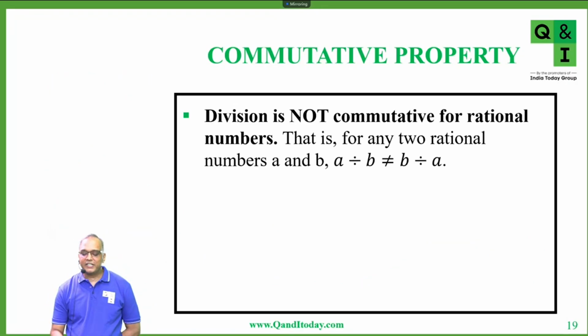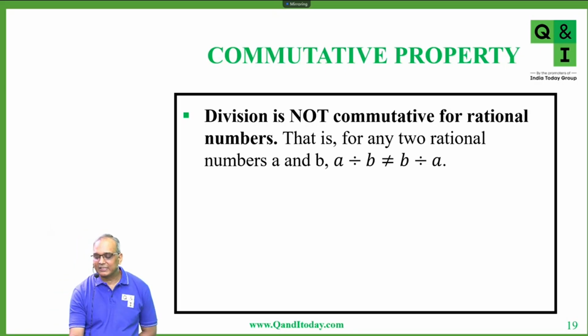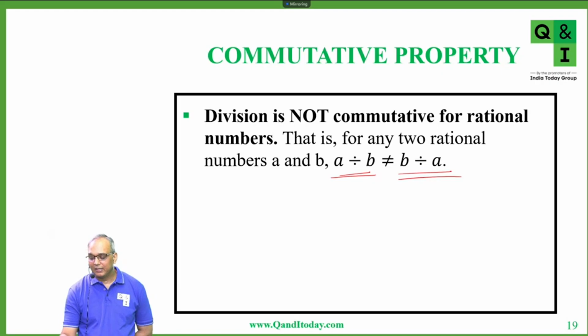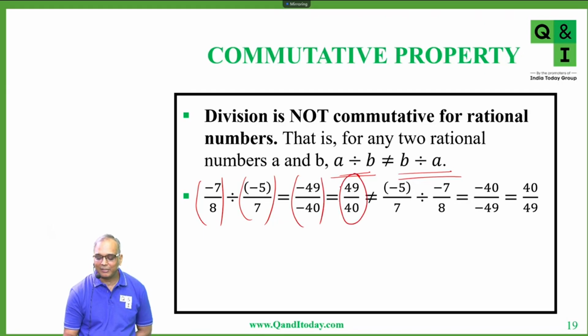Now, the commutative property. Division is not commutative for rational numbers. That is, for any two rational numbers, we cannot say that A divided by B is equal to B divided by A. These will be two different numbers. For example, minus 7 by 8 divided by minus 5 by 7 will give you minus 49 over 40. That is 49 by 40, as you can cancel the negative sign.